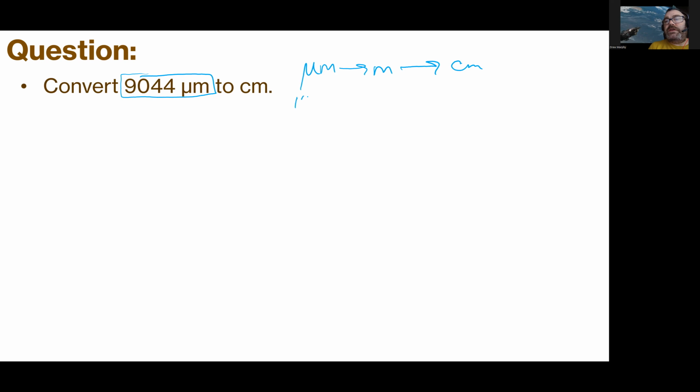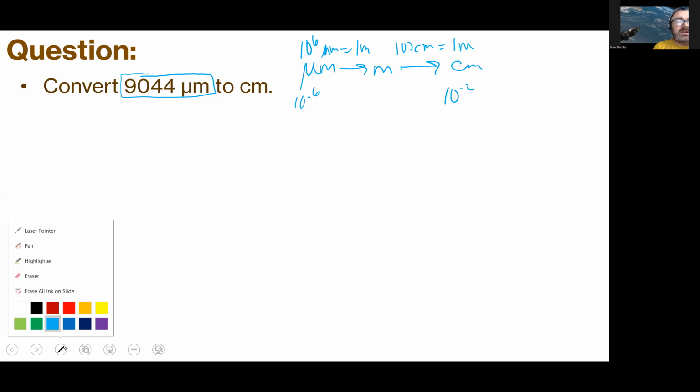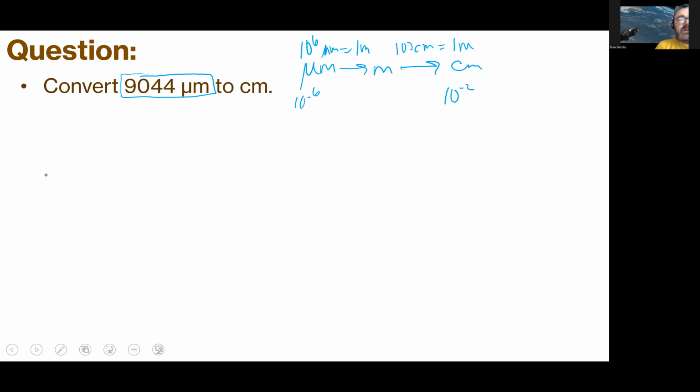Remember, micro is 10 to the minus 6, and centi is 10 to the minus 2. So what this really means is there are 10 to the 6th micrometers in 1 meter, and there are 100 centimeters in 1 meter. We're going to use those equalities as conversion factors to do this.